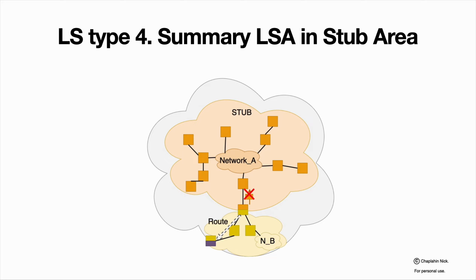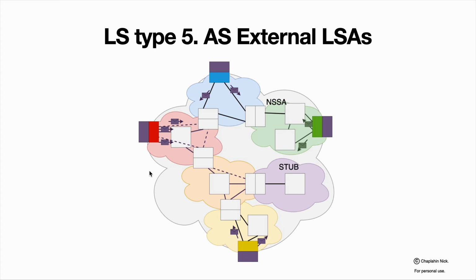The thing is that those LS type 4 are not sent within a stub area, because, as you remember, previously we said that all devices are supposed to know basically the default route to the area border device, and that's it. So they don't need to manage the entire path. No transit traffic is expected. LS type 5, external LSAs.